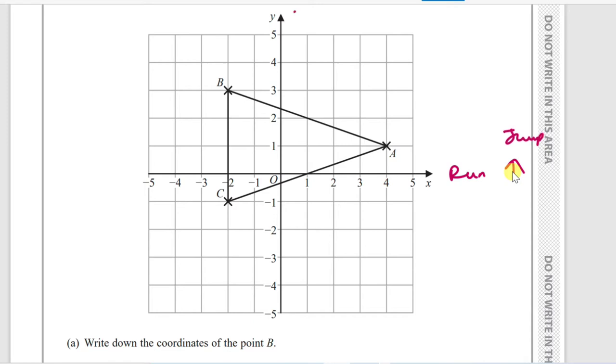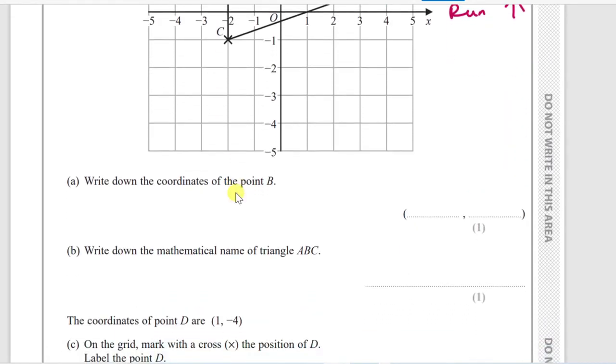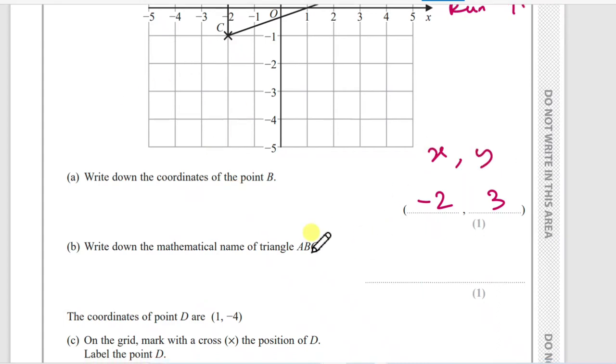Jumping is in the y-axis. So this is jumping, and running is along the x-axis. So let's run first. So here, he's running backwards at minus 2, and he goes all the way up to 3, so it'll be minus 2, 3. Or you can think of x goes before y. Alphabetically, x also goes before y, so that's another way to look at it.